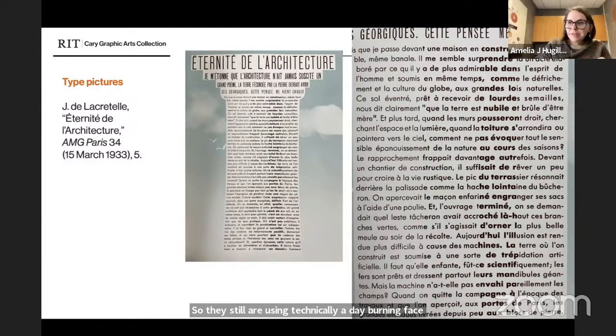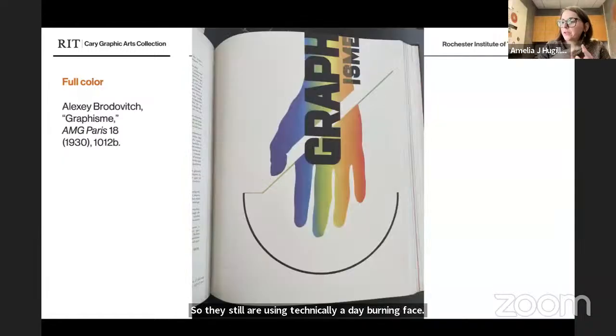Along with expressive typesetting like this, several reproductions of the latest samples of full color printing were bound into each issue, like this vivid rainbow poster designed by the Russian designer Alexei Brodovich. He lived in Paris for a time. Now, we Americans know Brodovich as the innovative art director for fashion magazines like Harper's Bazaar, which he did in the 30s through the 50s.